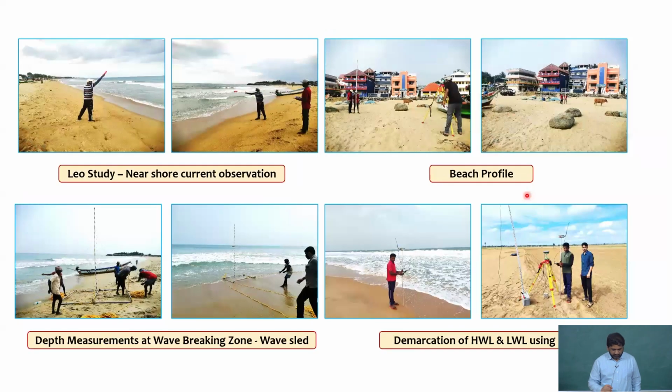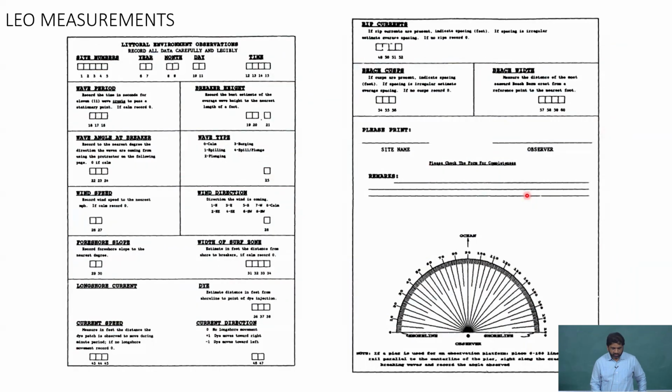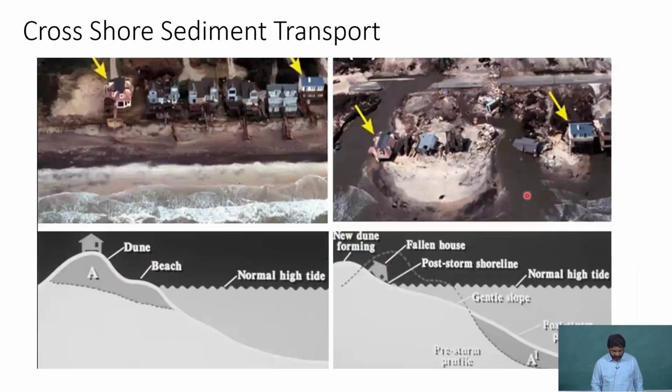So this is my study which I am trying to do here in Mahabalipuram. I was trying to do this float study. Then we are trying to measure nearshore depths, because certain instruments cannot be deployed in the wave breaking zone. We improvised with some measures to understand that, and we are taking beach profiles, etc. So these LEO measurements are some of the very basic ways of measuring your longshore current and drift. So this is a typical record of how to do it.